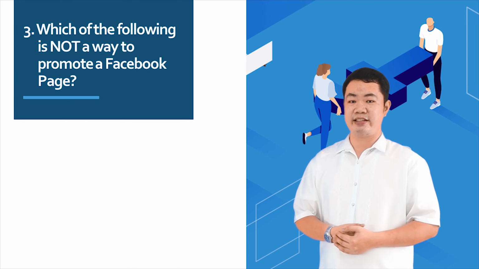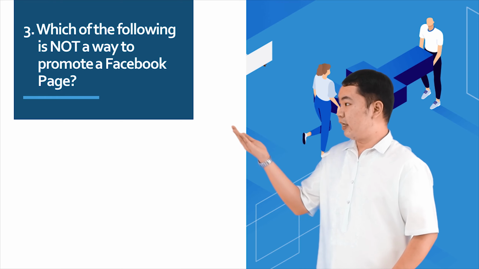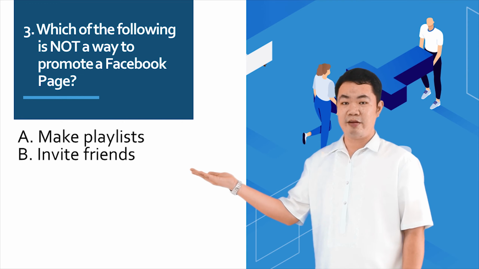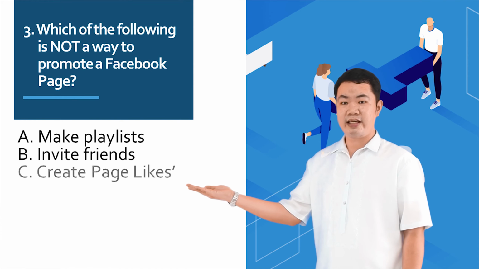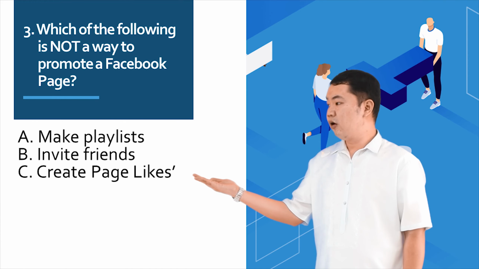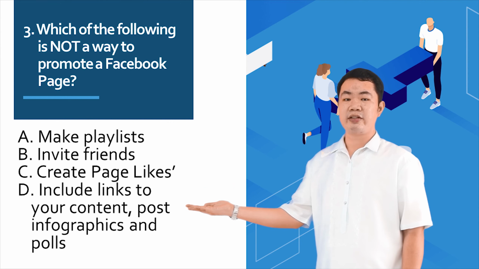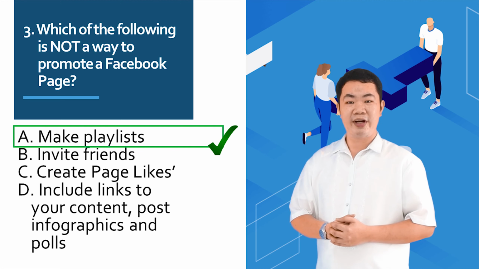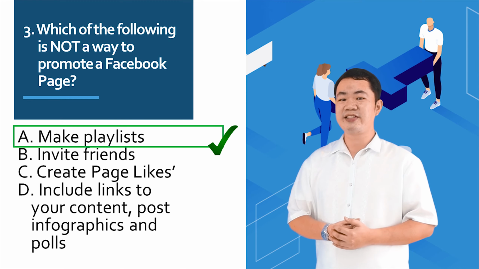Question number 3. Which of the following is not a way to promote a Facebook page? Letter A, make playlists. Letter B, invite friends. Letter C, create page likes. Or letter D, include links to your content, post infographics, and polls. The correct answer is letter A, make playlists. Brilliant! You got the correct answer.